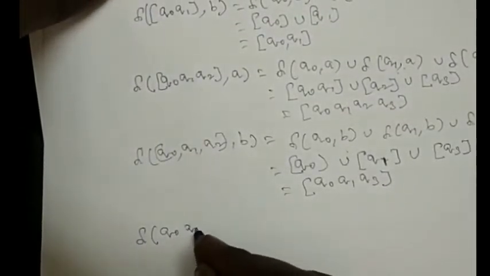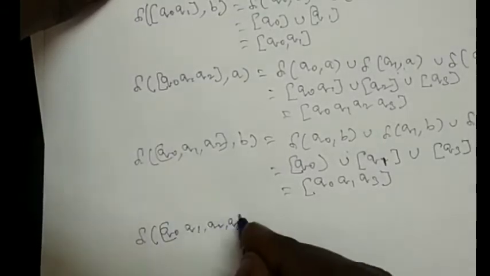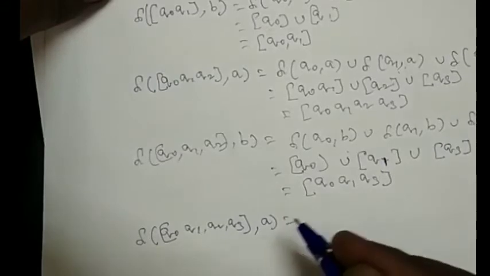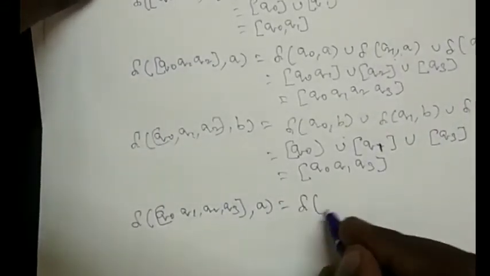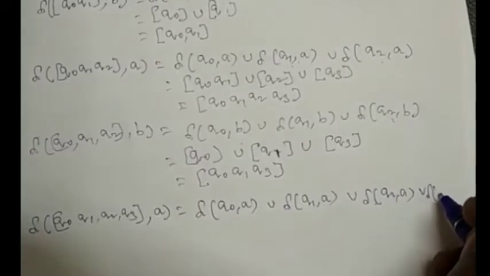When I apply 0 here, Q0, Q1, Q2, Q3, when I apply A here, what happens? So it can be abbreviated as delta of Q0, A, union of delta of Q1, A, union of delta of Q2, A, union of delta of Q3, A. Okay. So all the possibilities have been given.